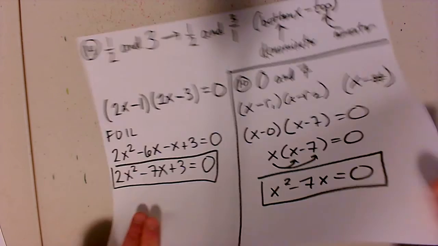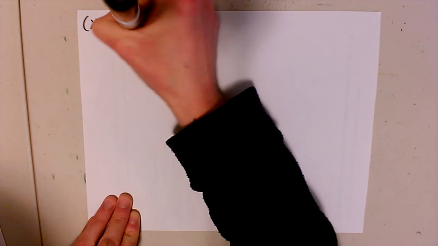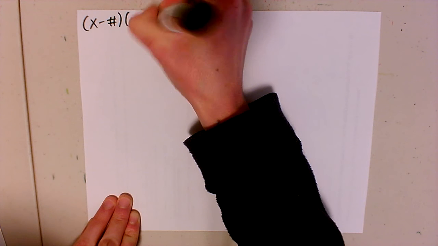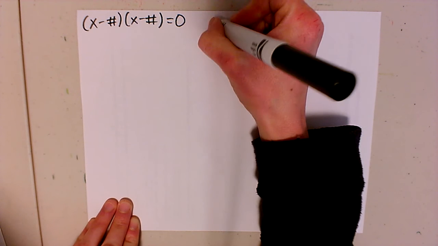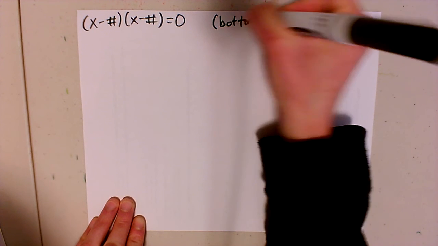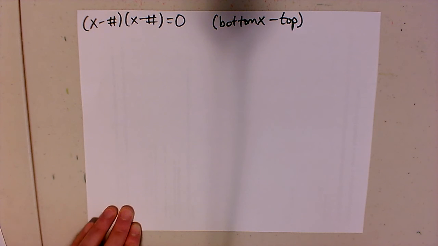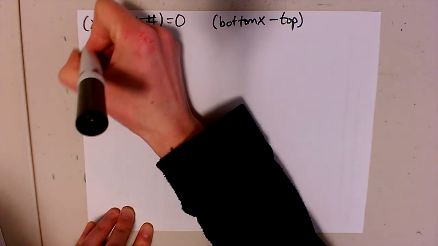So we'll go through and we'll finish some of these classwork problems. And so remember, the formats that you can think about is you could have x minus a number times x minus a number is 0, or if you have fractions and you like this better, you can do bottom x minus top. Okay, so those are kind of the frameworks or the skeletons that we're working with here.